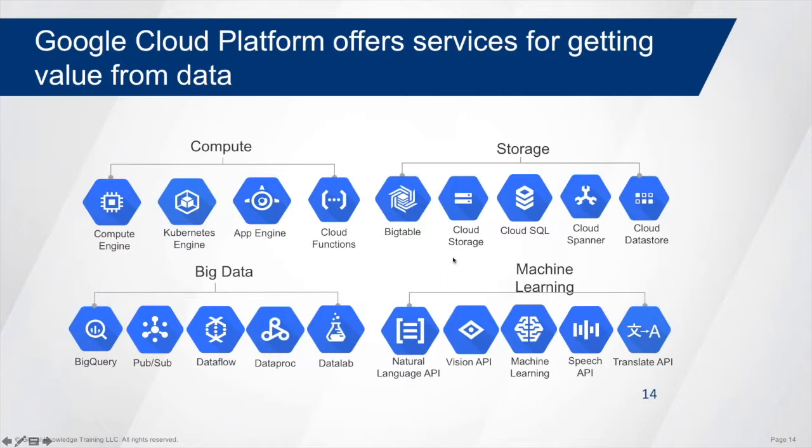So this slide just shows a sampling of a lot of the key features and functions available within Google Cloud. As you can see, we offer a comprehensive set of features and products across all of your core feature areas, including compute, storage, big data, and machine learning.